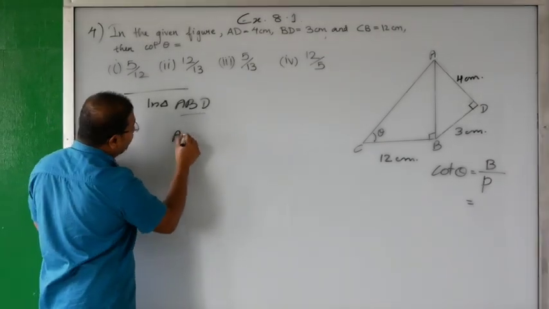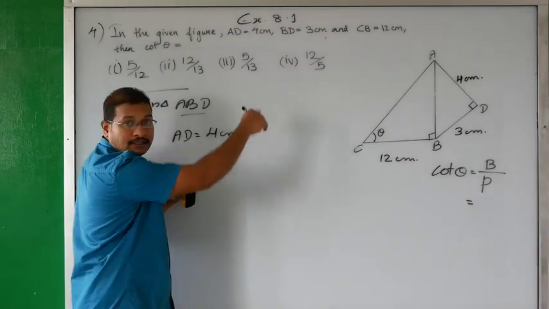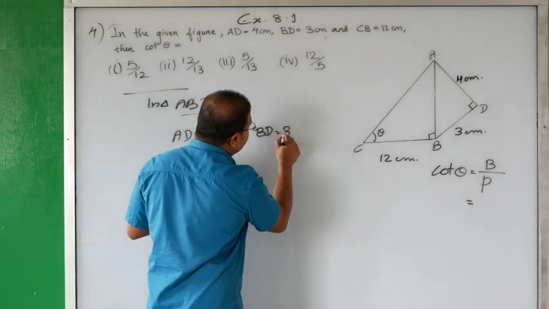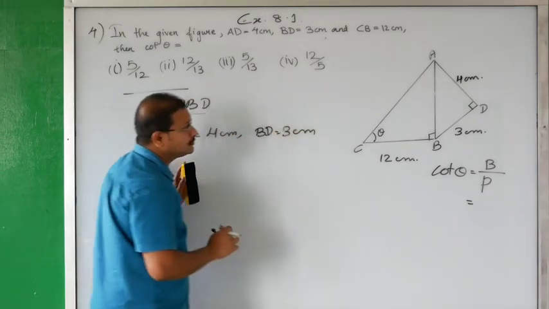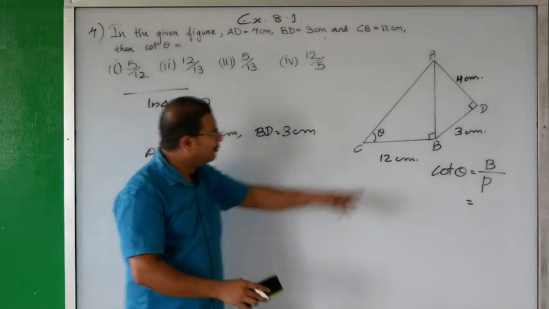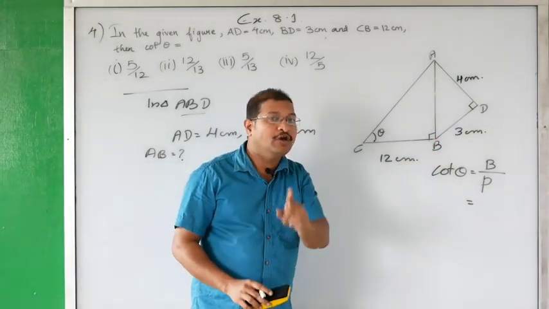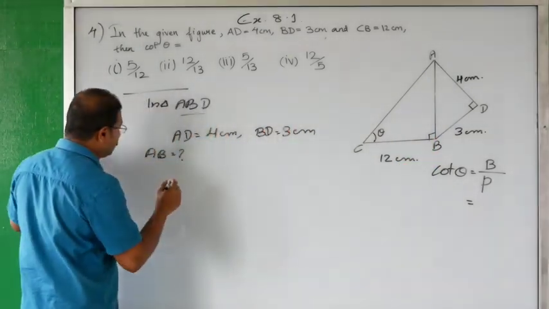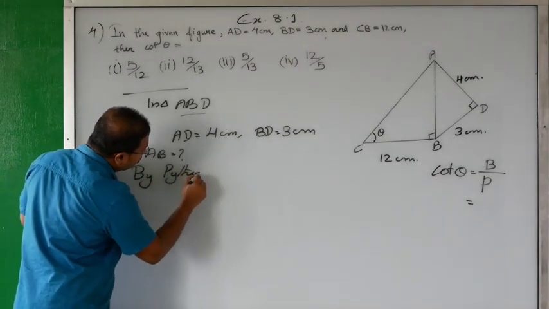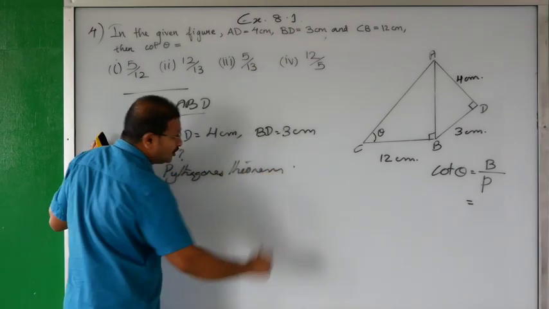Ready? In triangle ABD, what is already given there? Let's see. AD is given. What is the value of AD? 4 centimeter. And BD is given. BD equals 3 centimeter. Now, we want to find out AB. According to this diagram, BD is the longest side, meaning hypotenuse. So, we will follow now Pythagoras theorem. Let's write Pythagoras theorem. What is Pythagoras theorem?